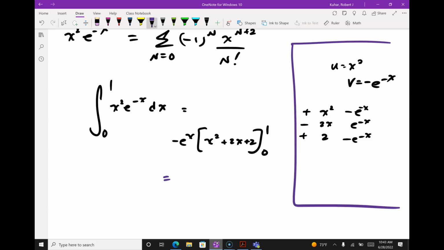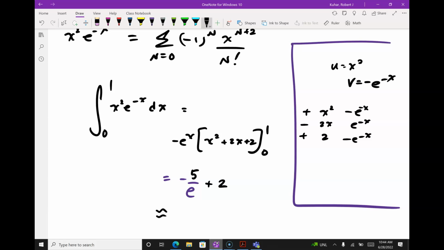So when I evaluate at 1, what do I get? Minus 1 over e? Sorry, 5 over e. And when I evaluate at 0, I get 2. Am I right? Yeah, but evaluate at 0, it switches signs, right? Yeah, exactly. And it's a minus from the negative. Right.